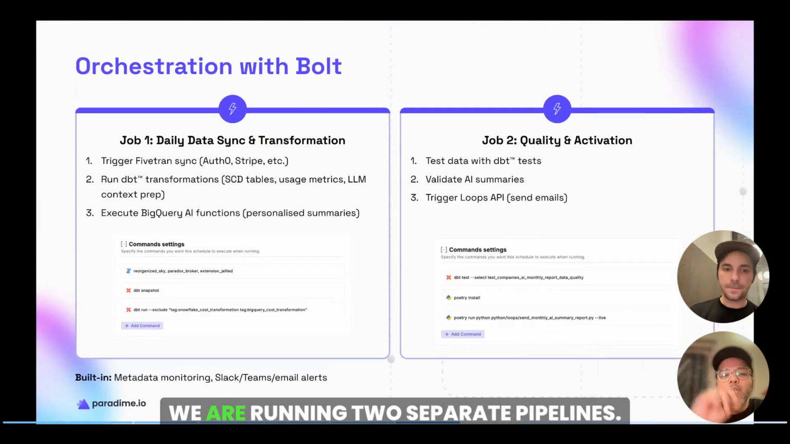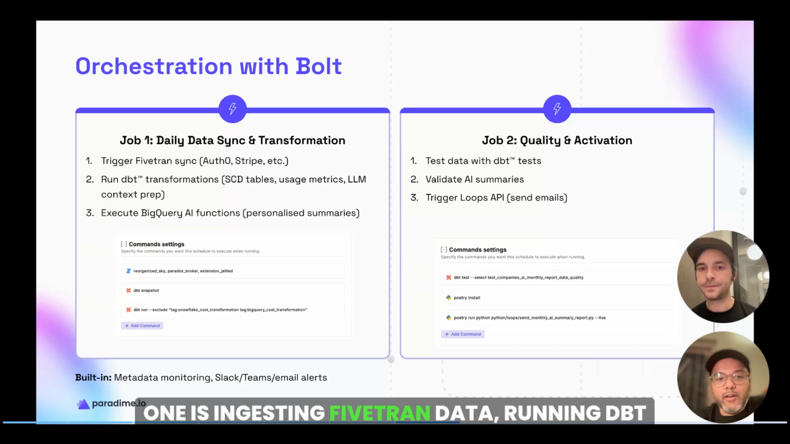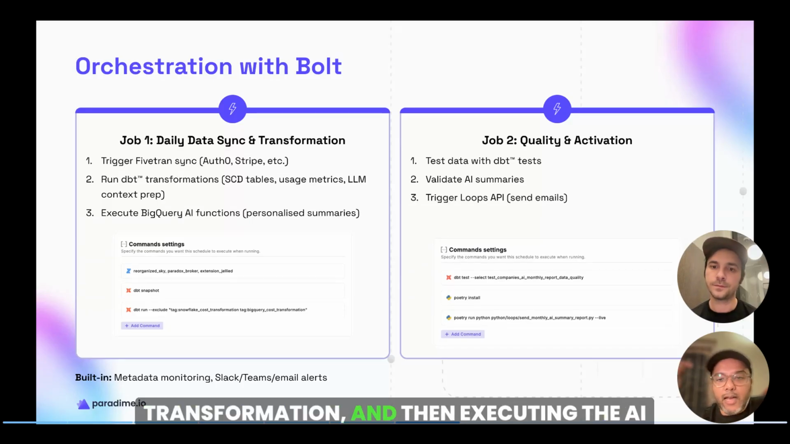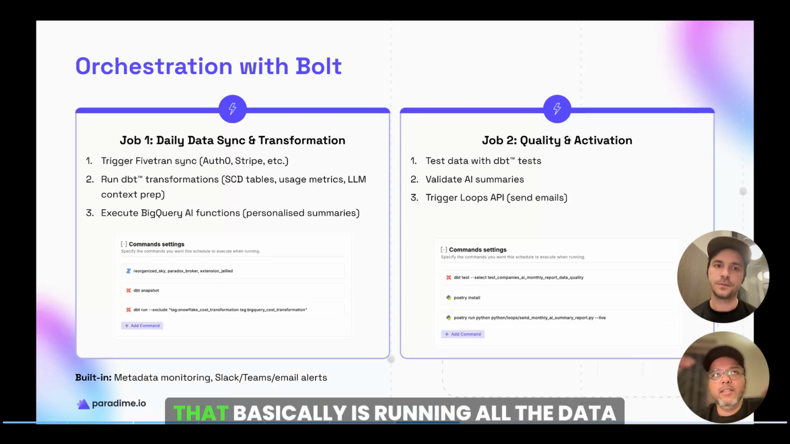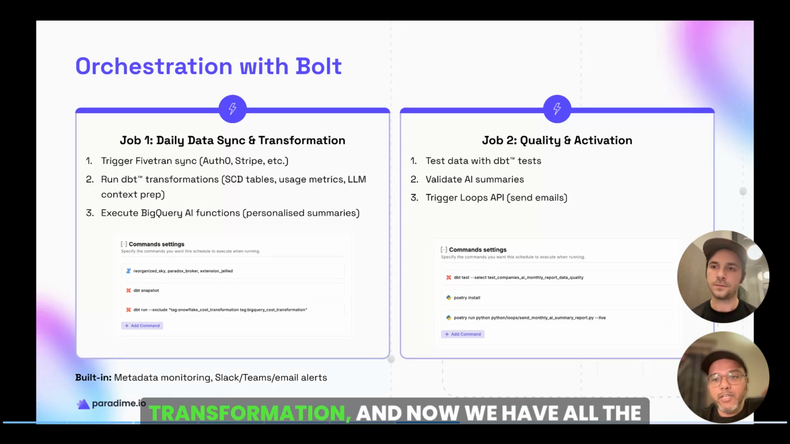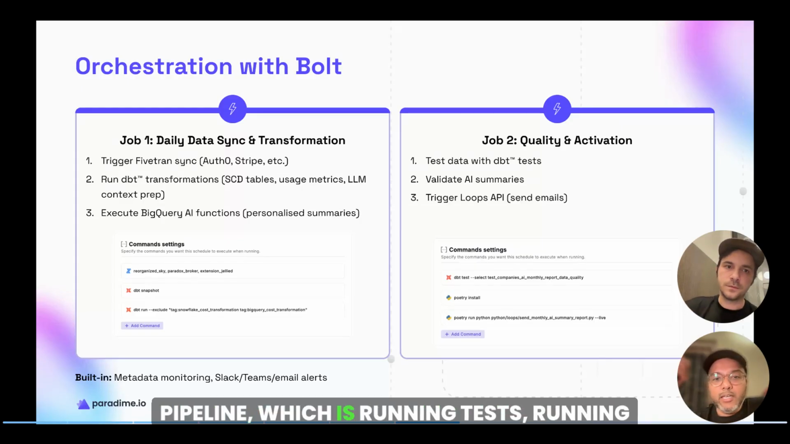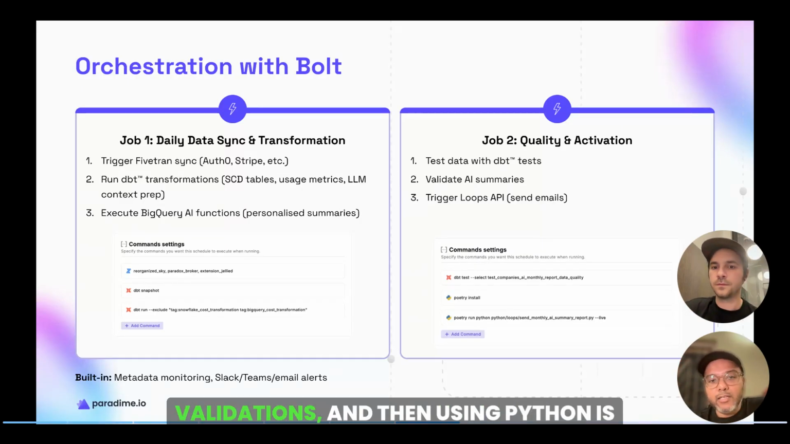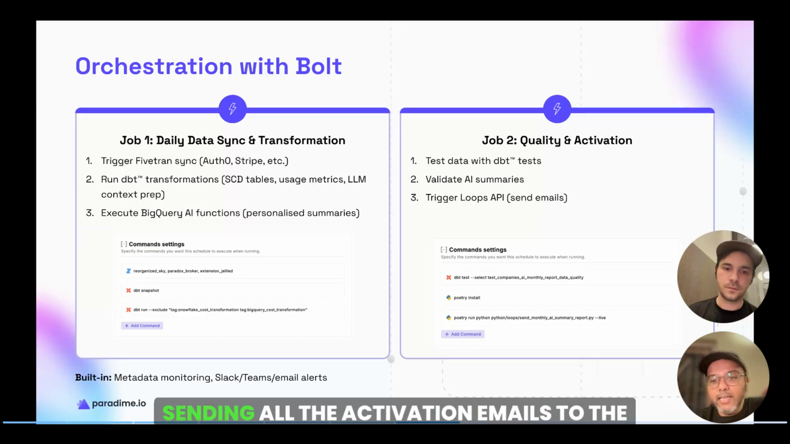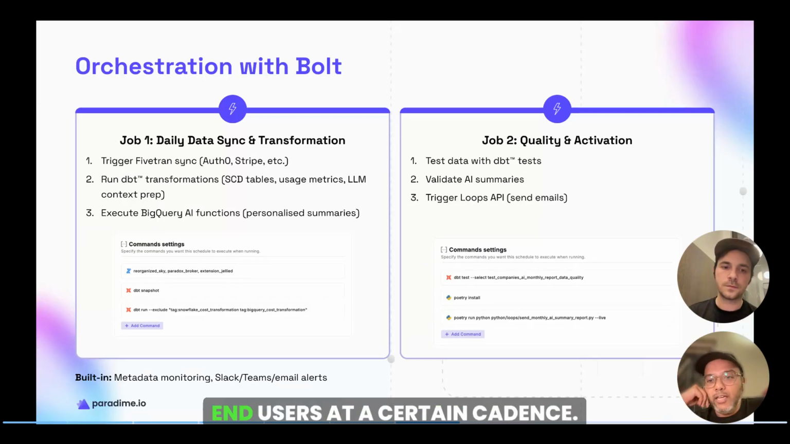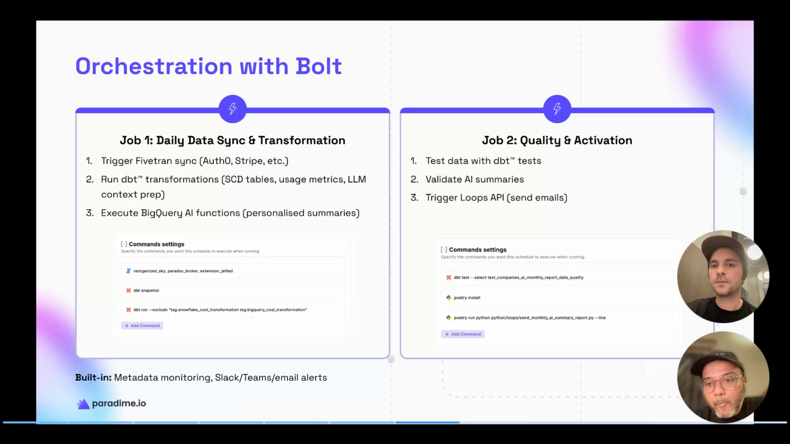So we are running two separate pipelines. One is ingesting Fivetran data, running DBT transformation, and then executing the AI functions. Then we have another pipeline, which is running all the data transformation, and now we have all the data in March. And now we have a second pipeline, which is running tests, running validations, and then using Python is executing the transaction email API, and that is sending all the activation emails to the end users at a certain cadence.